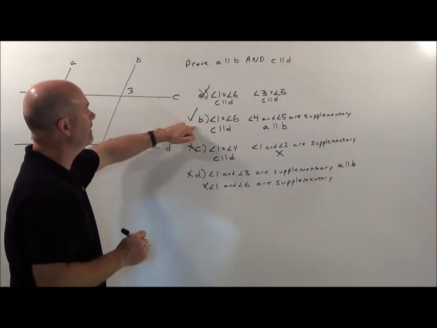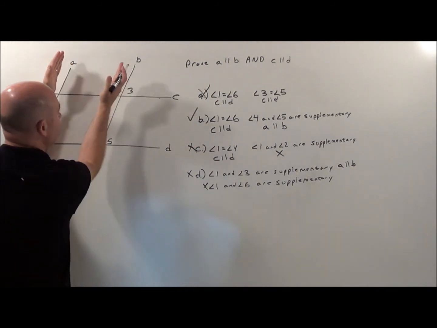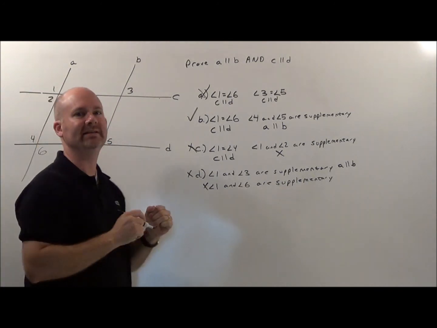So our choice here is choice B that helps us prove A and B are parallel and C and D are parallel.